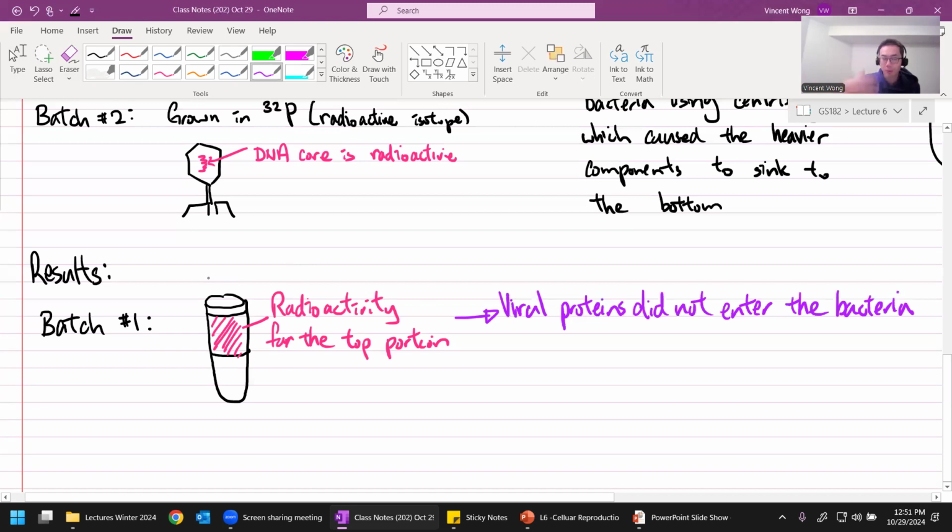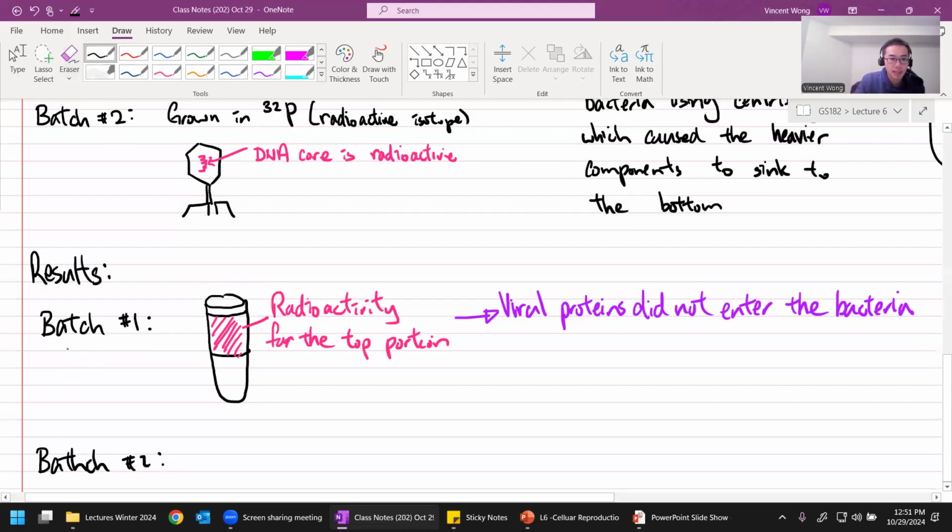Top is part of the virus that didn't go in. What this does not show, does not confirm, is that the DNA went in. And we actually have no idea where the DNA is based on this result. We are only tracking the protein, right? Maybe the DNA didn't go in either. That's why they needed the results from batch number 2.